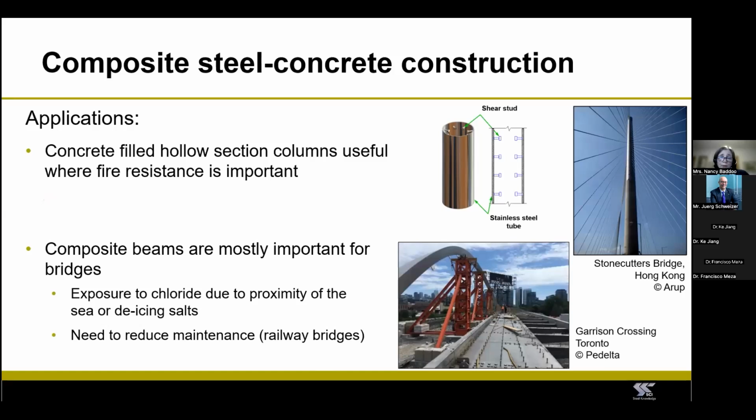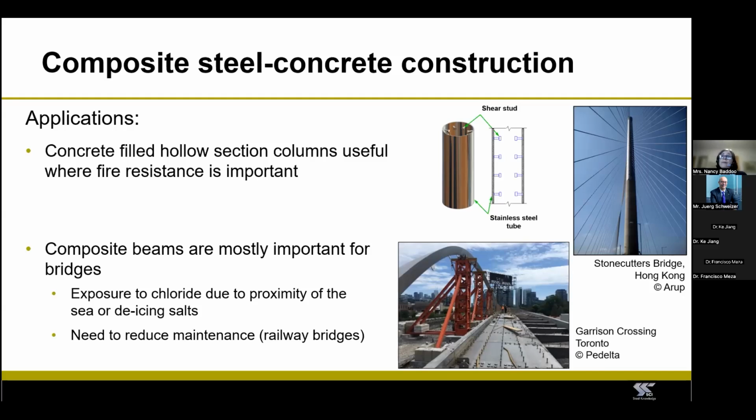Obviously, if you want good corrosion resistance, and I've shown here the Stonecutters Bridge, which was an example where duplex stainless steel was used for the upper portion of the bridge towers. Another application is for fire resistance. For example, when you want very large columns in open spaces such as airports or other large infrastructure projects, that might be an opportunity where you want to use stainless steel concrete filled structures.